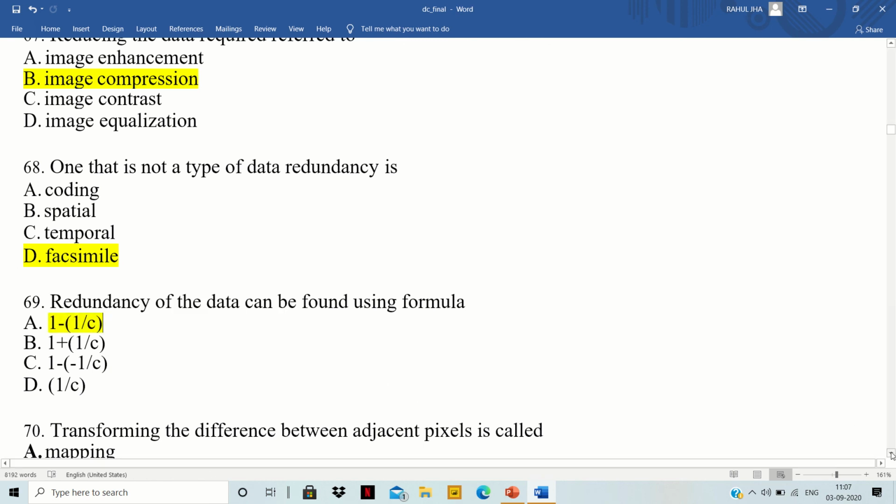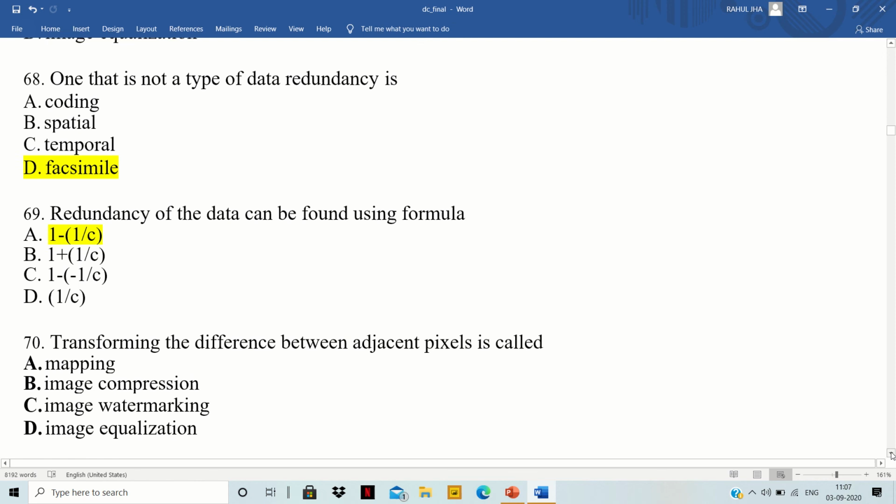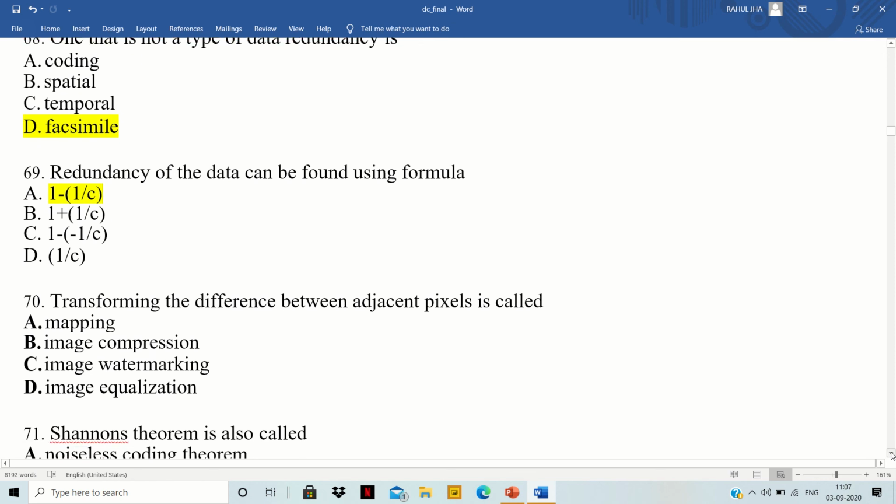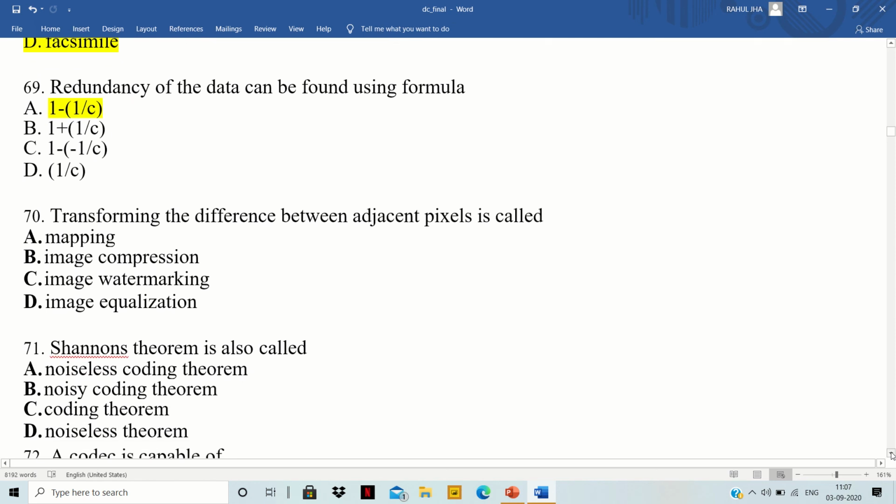Next question. Transforming the difference between adjacent pixels is called: A, mapping; B, image compression; C, image watermarking; D, image equalization. It means we are transforming the difference between the adjacent pixels. So the right answer will be A, mapping.